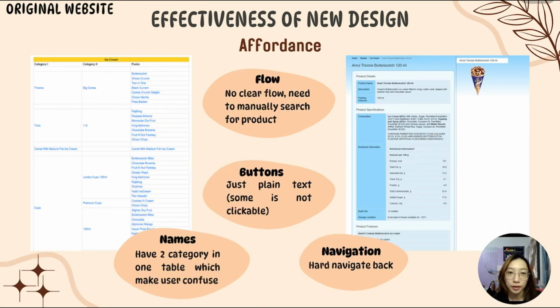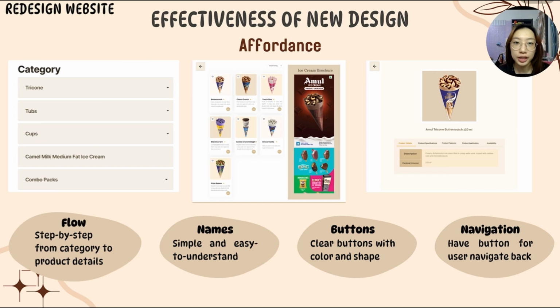Now, let's look at affordance. In the original website, there was no clear flow. Users needed to manually search for products, and some items were just plain text and not clickable. Moreover, the table had two categories, which made users confused, and there was no back button to help users navigate back. In the redesigned version, affordance is much better. There's a step-by-step flow from category to product details. The naming is also simple and easy to understand. The redesigned website has clear buttons with colors and shapes, and all are functional. And we have the back button that helps users navigate back to the previous page.